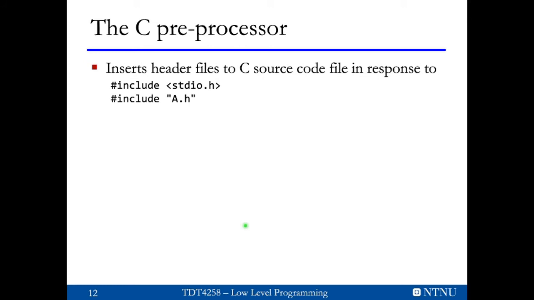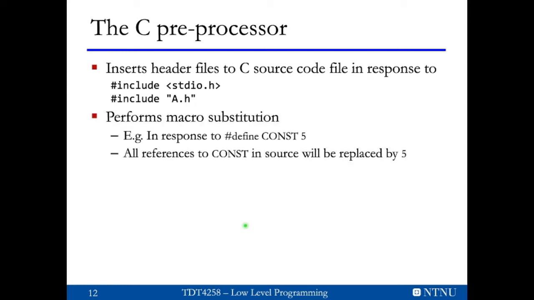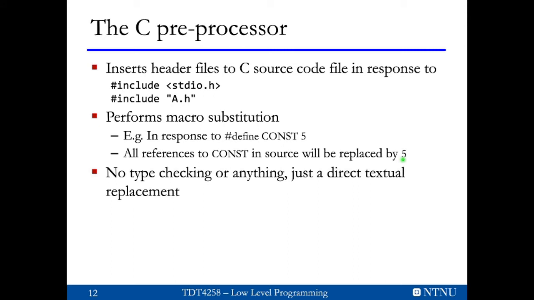So the insertion of a header file into C source code files happens as a response to your include statements. You have macro substitutions. You can define a constant to a value of 5. So all references to the constant will be replaced by the text 5, the character 5. So the preprocessor doesn't know that this is a number. It's just a character for it. And your compiler has to figure out if it's the correct number. The preprocessor doesn't use any type checking, doesn't know anything about C syntax. It's just providing textual replacement here. And that's important because that's the source of lots of confusion and many errors in C code.